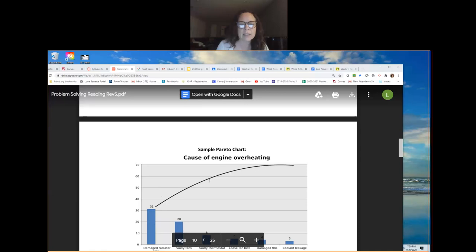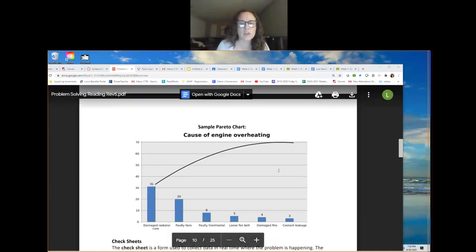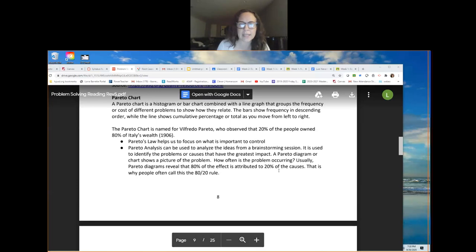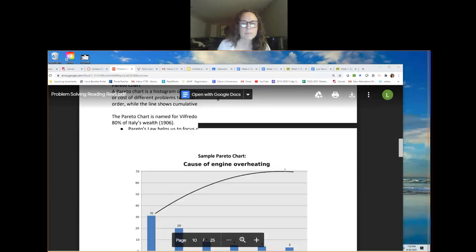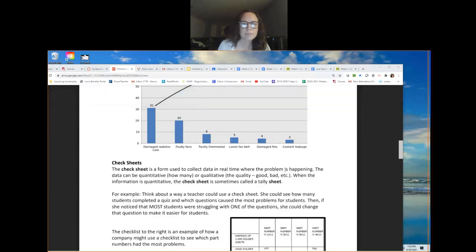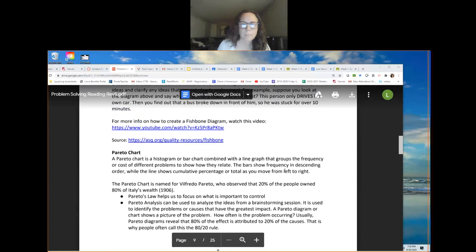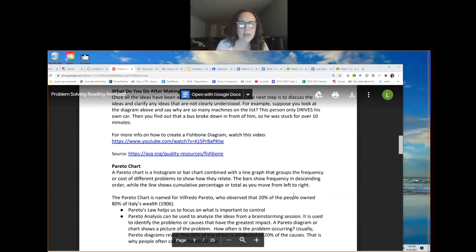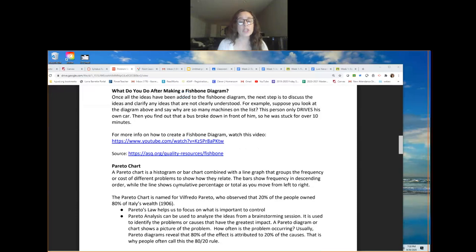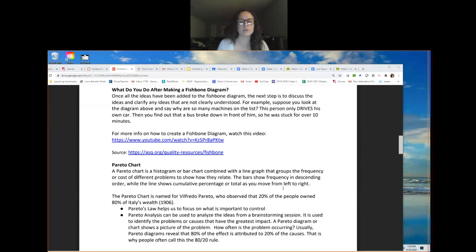And this black line right here is the thing I was having a hard time understanding. Let's see, what is the black line? The bars show frequency in descending order, right? This is the most frequent, and this is the least frequent. And the line shows cumulative percentage, or total, as you move from left to right.